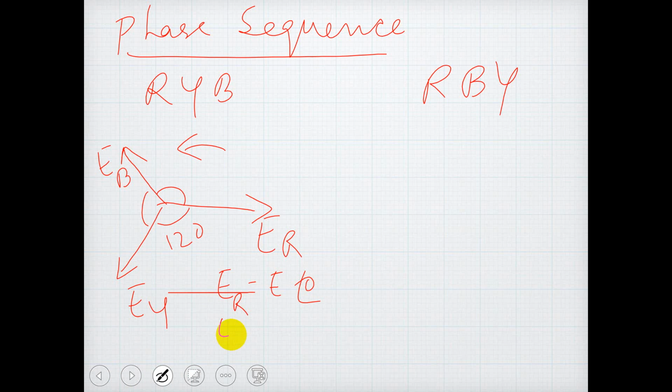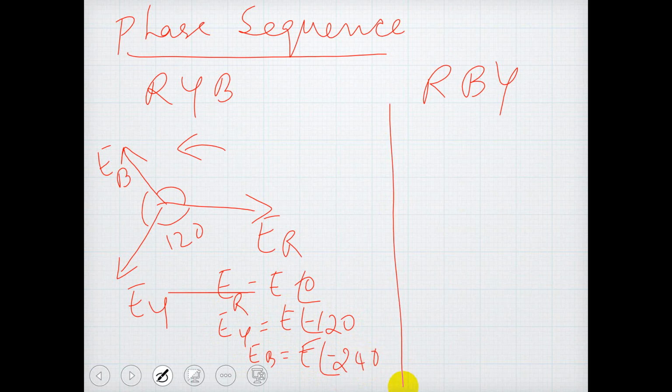The next, EY, would be equal to E at an angle minus 120. We are writing it in polar form. Then EB is equal to E at an angle minus 240. So this is the sequence for RYB. Next, if you take RBY, observe the sequence.